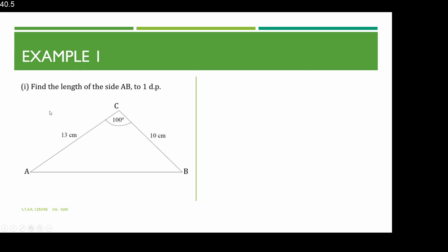Example 1, find the length of the side AB to 1 decimal place. So the side AB is this side, and we can see that this side is opposite the angle C. So that means we have the cosine rule, and even though I have triangle ABC, because our angle is 100 degrees, our cosine rule letters would be written slightly differently. If this is the angle C, then here would also be C. This is the side c.